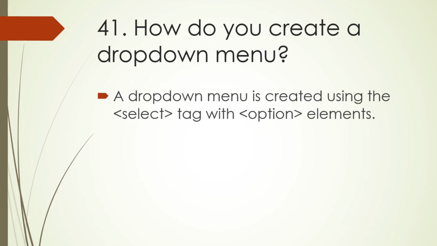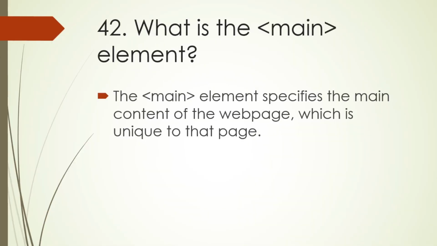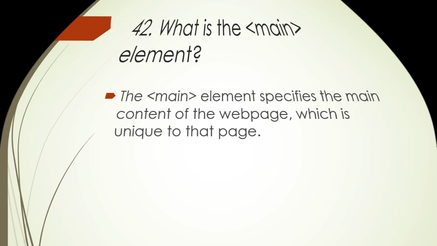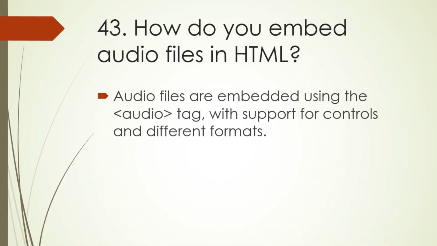41. How do you create a drop-down menu? A drop-down menu is created using the <select> tag with <option> elements. 42. What is the <main> element? The <main> element specifies the main content of the web page, which is unique to that page.